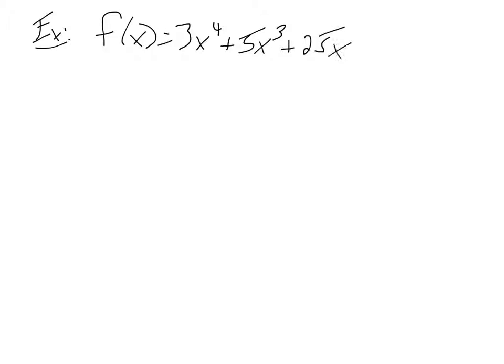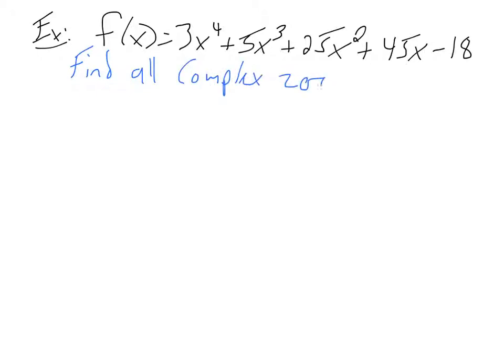So let's go ahead here and look at an example where we put it all together and use this to actually solve an equation. So if I have the function f of x equals 3x to the 4th plus 5x cubed plus 25x squared plus 45x minus 18, I say go ahead and find all complex zeros of f of x. Right, and when we use the word complex, we mean not just ones that have imaginary parts, but ones that are purely real as well. So find essentially all of the zeros, whether they're imaginary or not, of the function f of x right here.